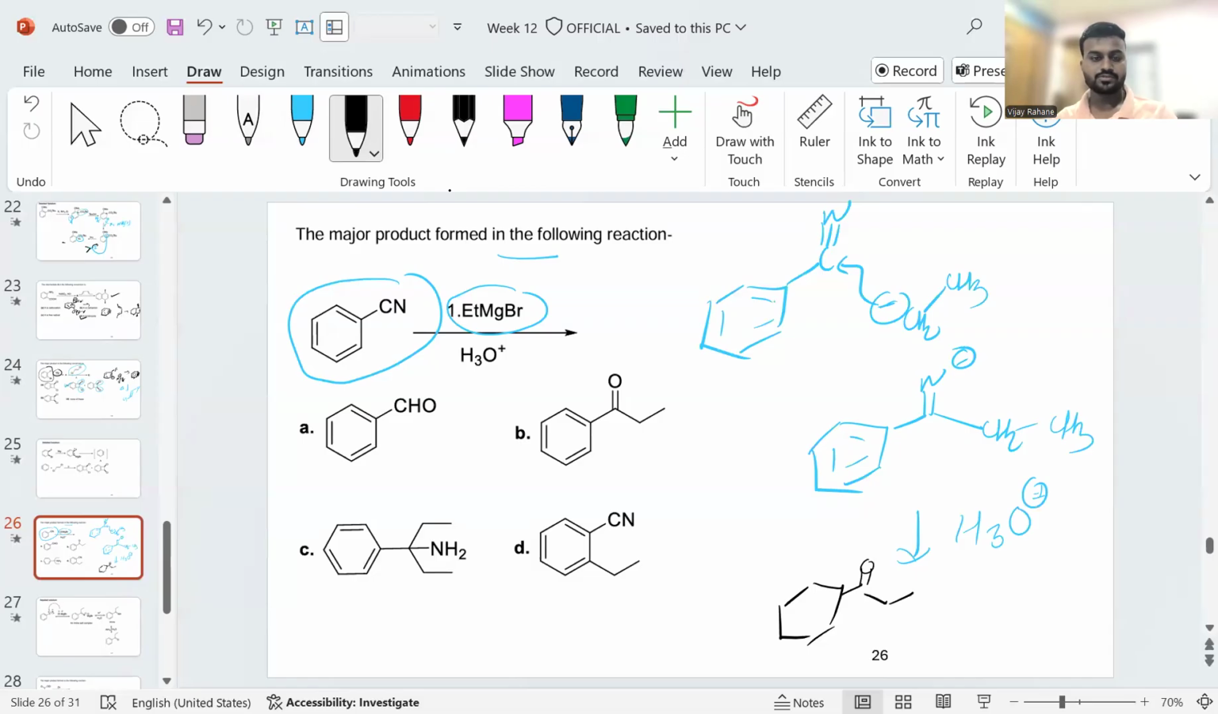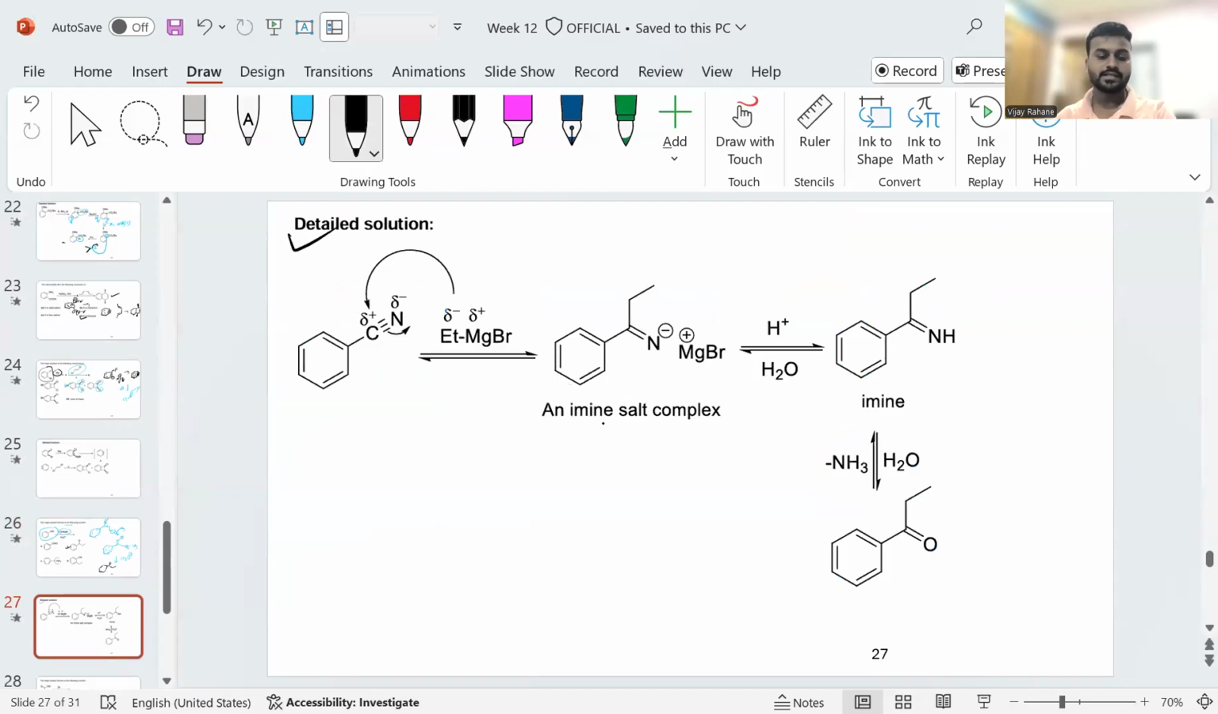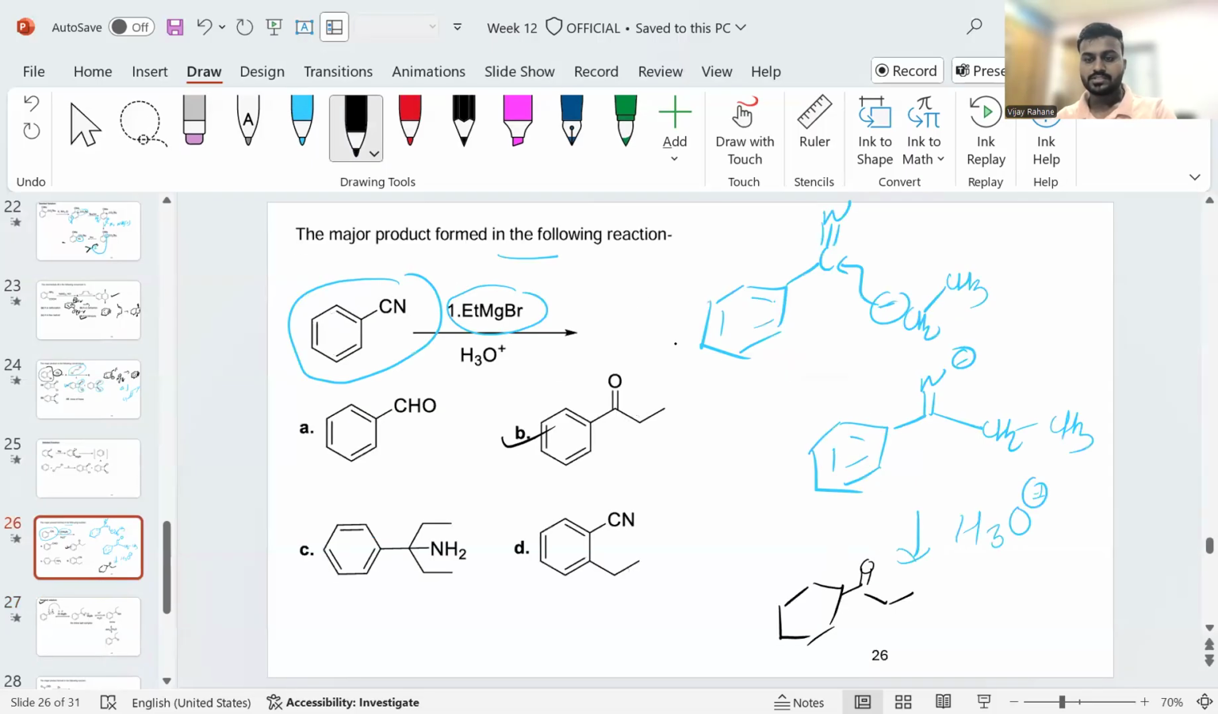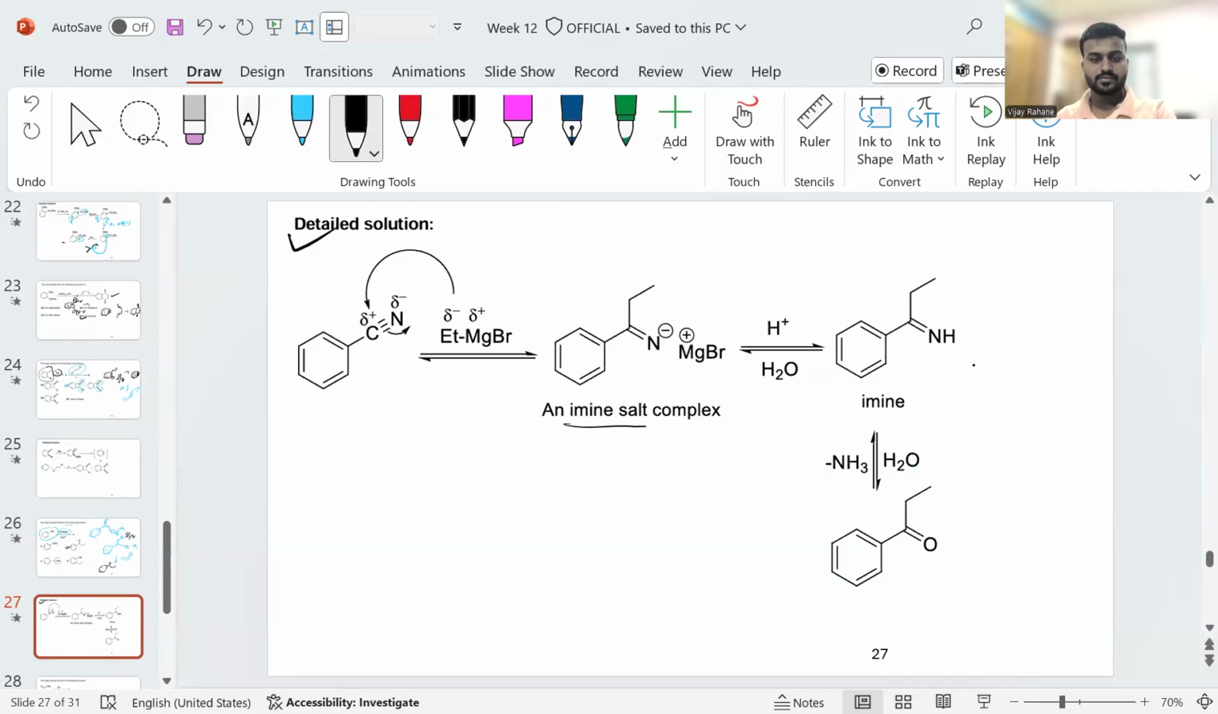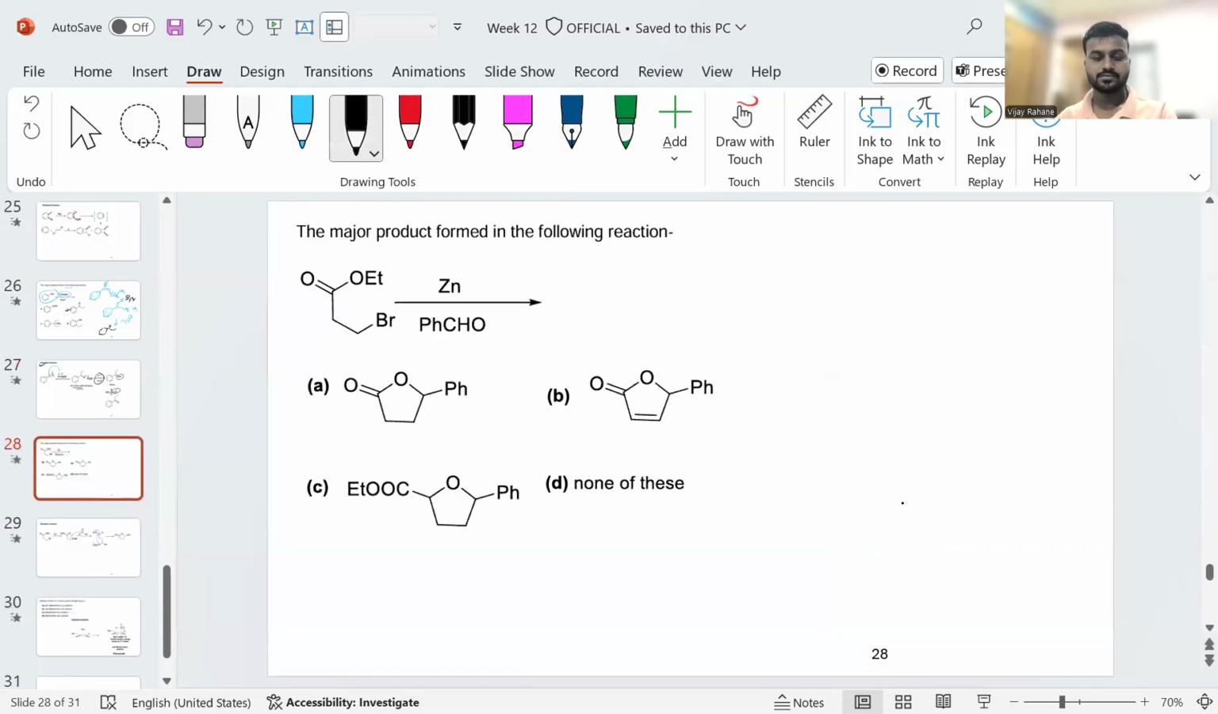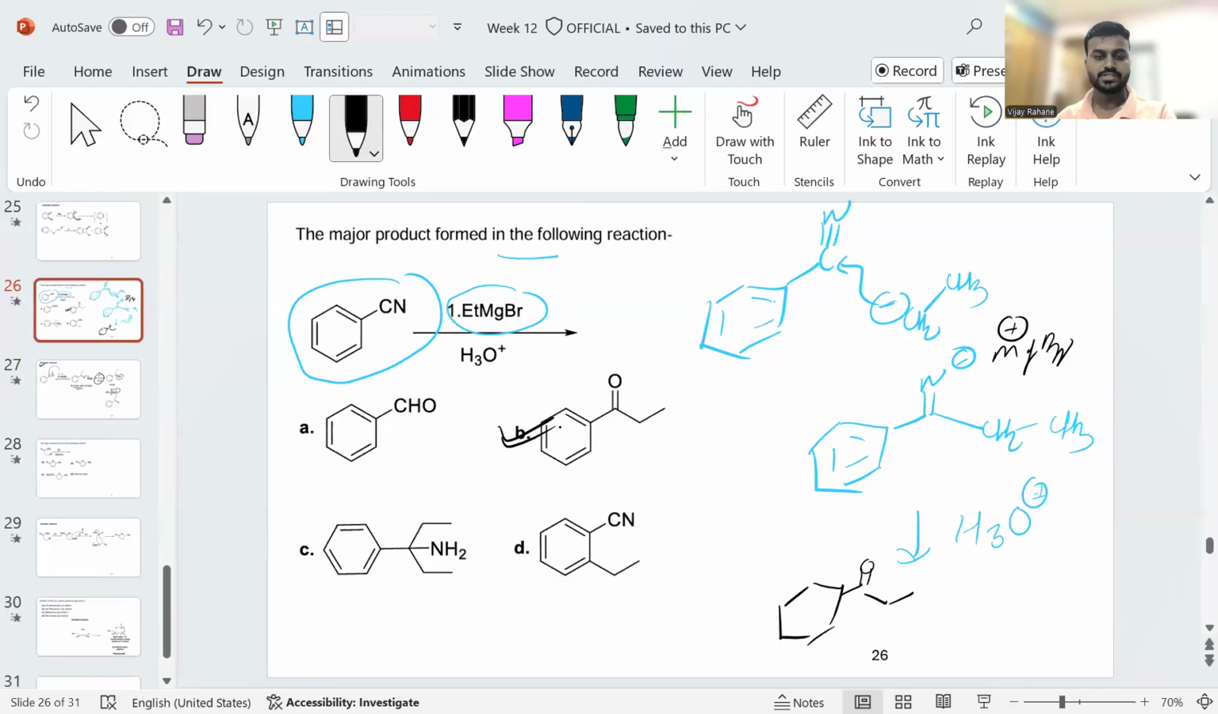So which option is the correct option? So you can tick out that one. So option B is the correct option here. Here you can look at the detailed reaction mechanism. Right. So first, the formation of this negative charge. So obviously this counter ion Mg positive will be stabilized. So the iminium salt complex. Then after workup, it forms the imine, and further the imine can convert into the ketone under workup condition, right? In place of water. So option B is the correct option here.